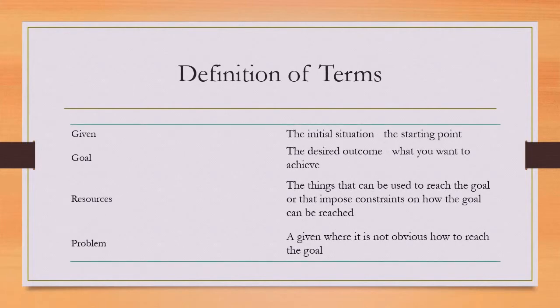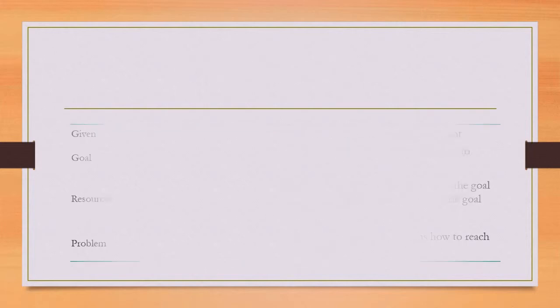Firstly, given, or the initial situation. This is the starting point of your problem. A goal, your desired outcome, so what you want to achieve from your problem. The resources. The resources are the things that can be used to reach the goal or that impose constraints on how you reach that goal. The problem. So this is a starting point where it's not obvious how to reach your goal.